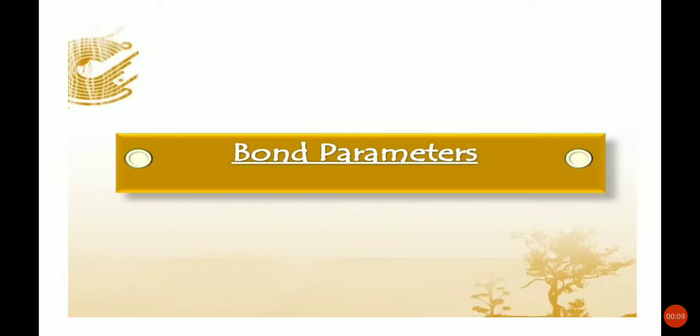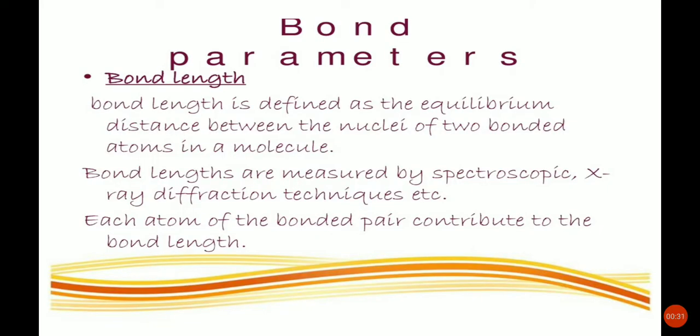Today we will discuss the topic bond parameters. Here we will see different terms of bond: bond angle, bond length, bond order, bond enthalpy. These are the bond parameters we discuss today. So first of all, we will discuss the bond parameter bond length.